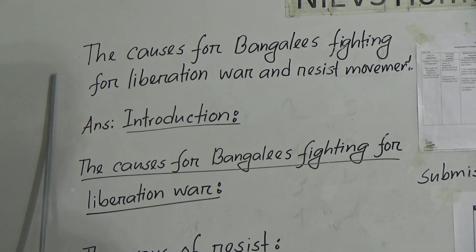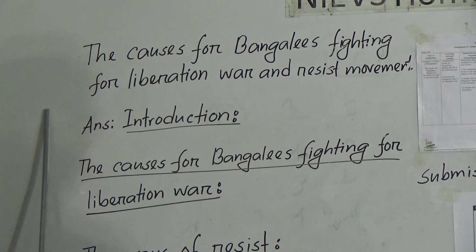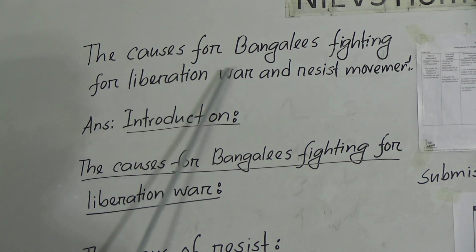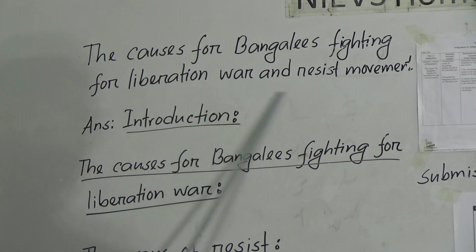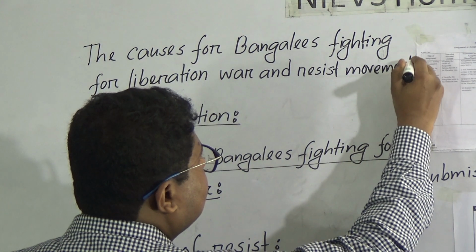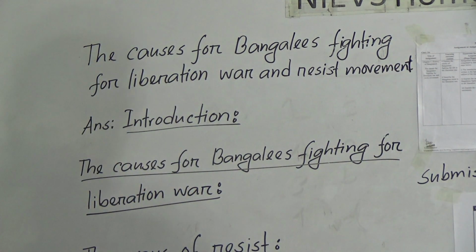So dear students, let me show you how you start your assignment in your copy. In the assignment paper, how you will start. First, you will write the title of the assignment, the topic of the assignment: the causes for Bengalis fighting for liberation war and resist movement. So first you will have to write the causes for Bengalis fighting for liberation war and resist movement.